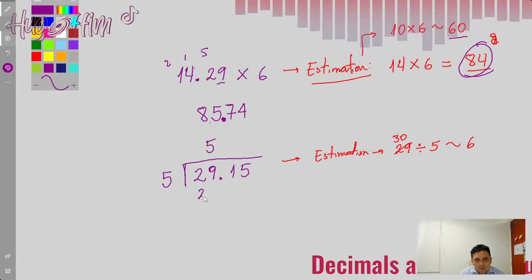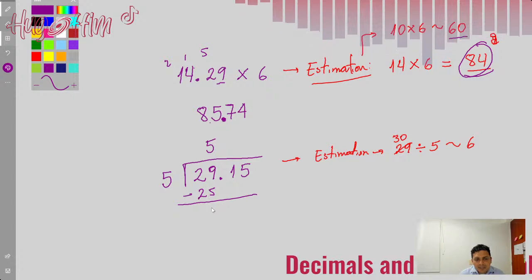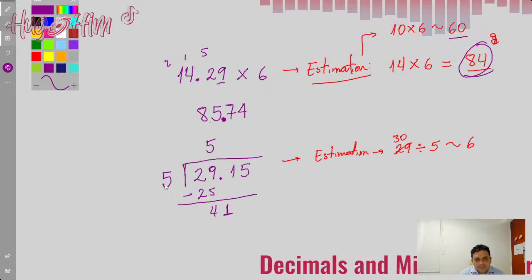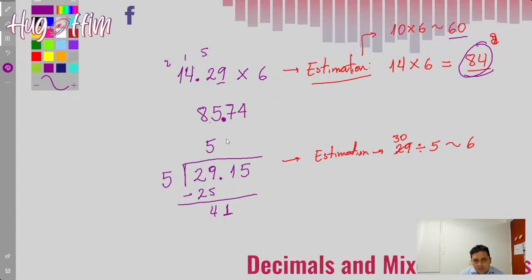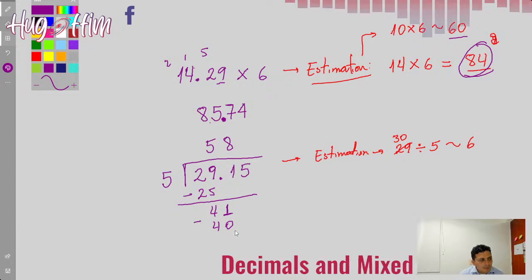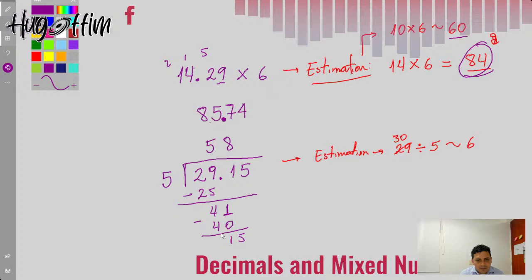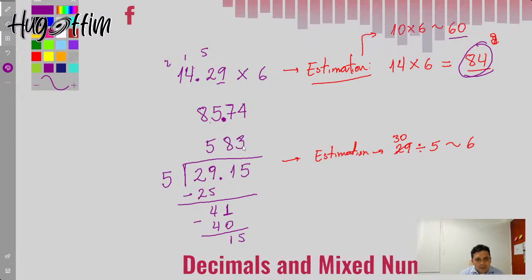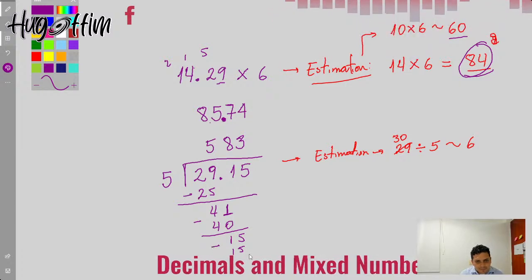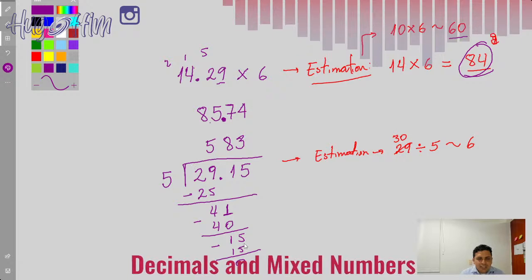5 times 5, 25. Subtract. 29 minus 25 is 4. I'm going to move 1 here. 41. So I'm going to put 8. 8 times 5, 40. So it's going to give me 1. Then I'm going to move the 5 here. 15 is going to be 3. 3 times 5, 15. Okay, I don't think you can see the board properly, but I guess you can see the division.